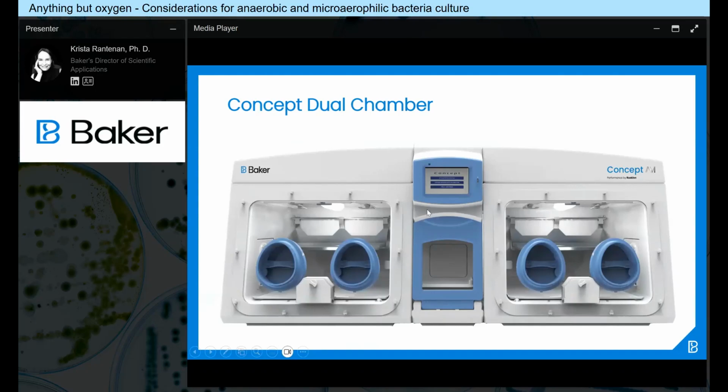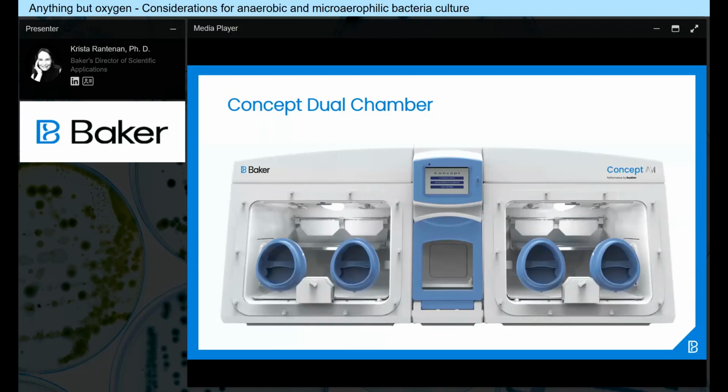This can be, for example, different temperatures on each side, or you can even have one side anaerobic and one side a low oxygen or an oxygen control chamber. For example, on one side you can culture your bacteria, and on the other side have your human cells and do the co-culturing there. Or of course, just simply more space for strictly anaerobic work.